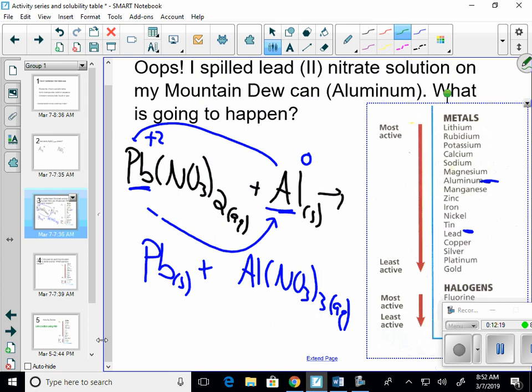Then hopefully you would notice, hey, this equation isn't balanced. I have 2 NO3s on this side. I have 3 NO3s on that side. I could put a 2 in front of my aluminum. I could put a 3 in front of my lead, which means now I got to put a 3 in front of my lead and a 2 in front of my aluminum.